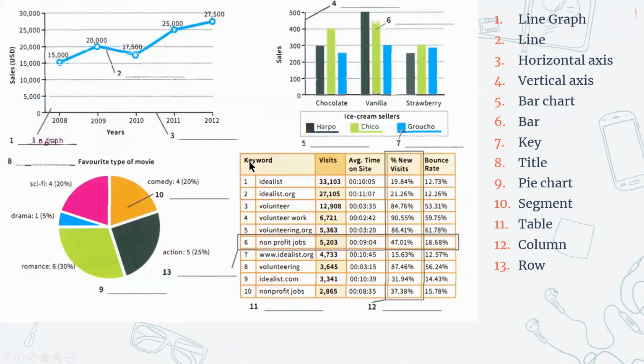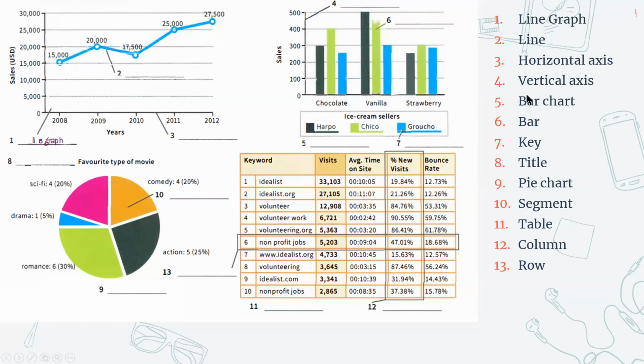Here's another representation. We have 4 diagrams or 3 diagrams on the table. Okay. This is a line graph because there is a line. Okay. Then 2, this is the line. So this is the line graph and this is the line, the one in blue. Okay. Then we have the horizontal axis, 3. Okay. And the vertical one, this is 4, the vertical axis.